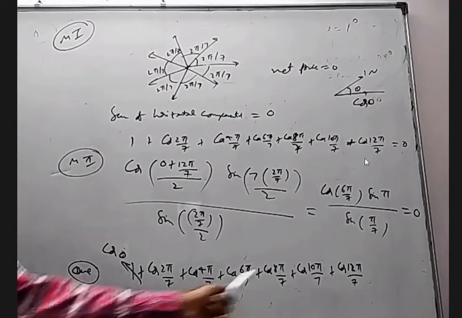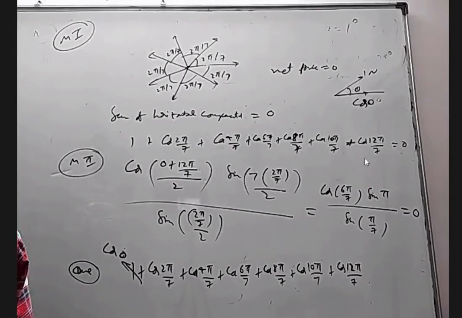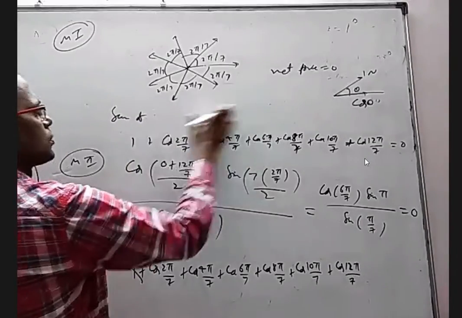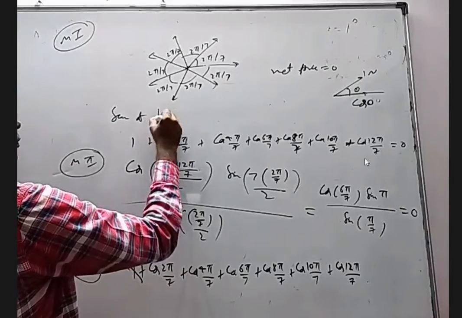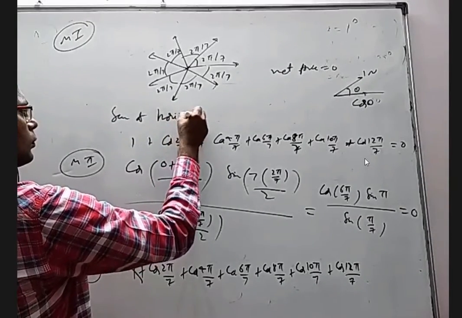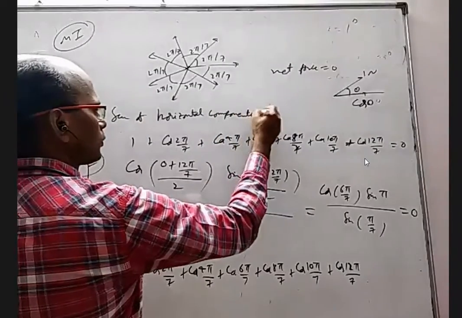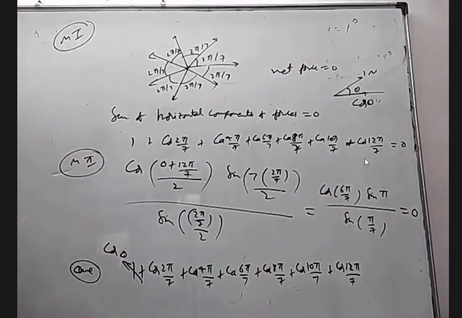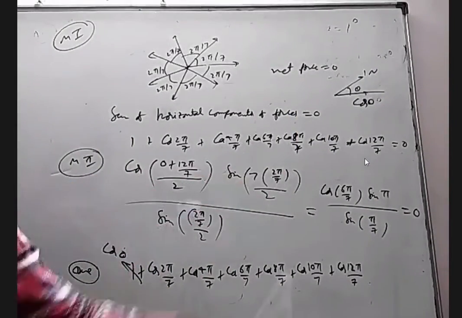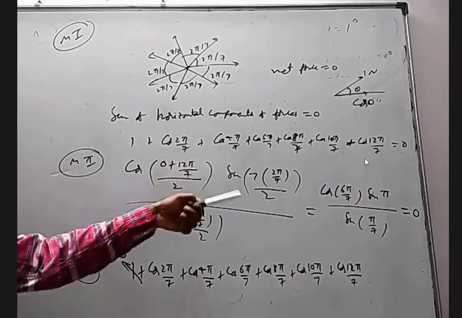The sum of horizontal components is equal to 0. In fact, if I take all the sines also, the answer 0 will come: sin 2 pi by 7 plus sin 4 pi by 7, and so on.